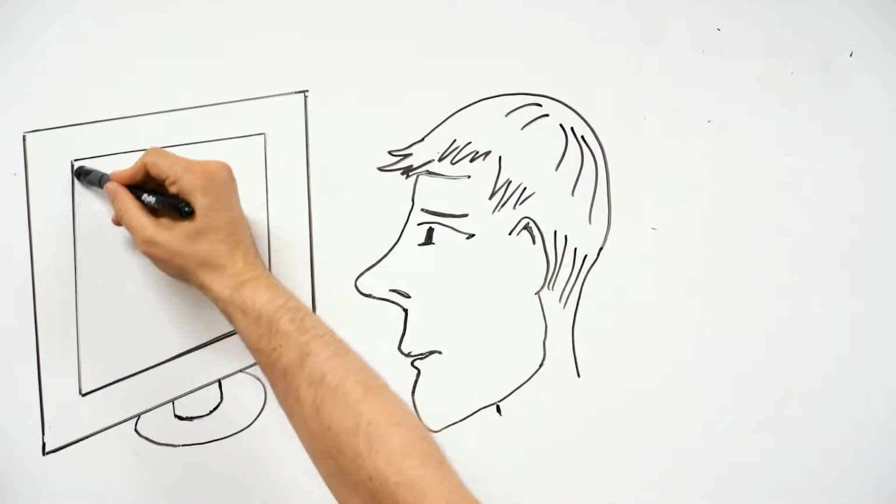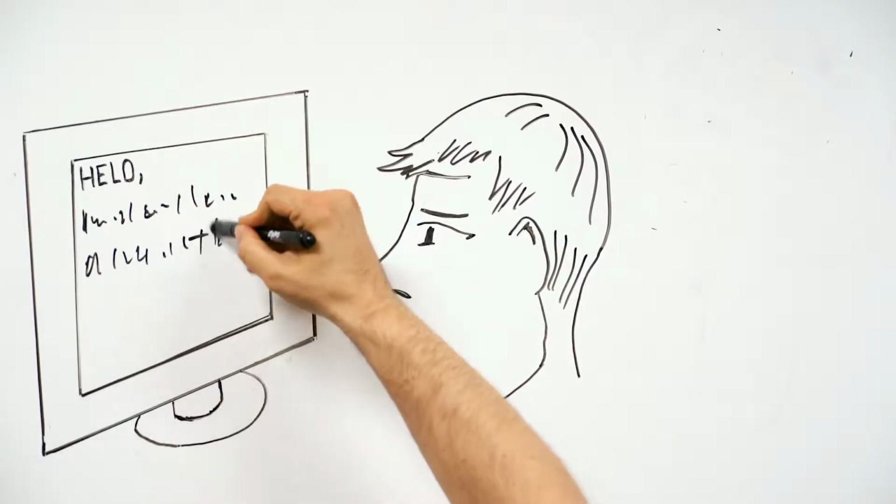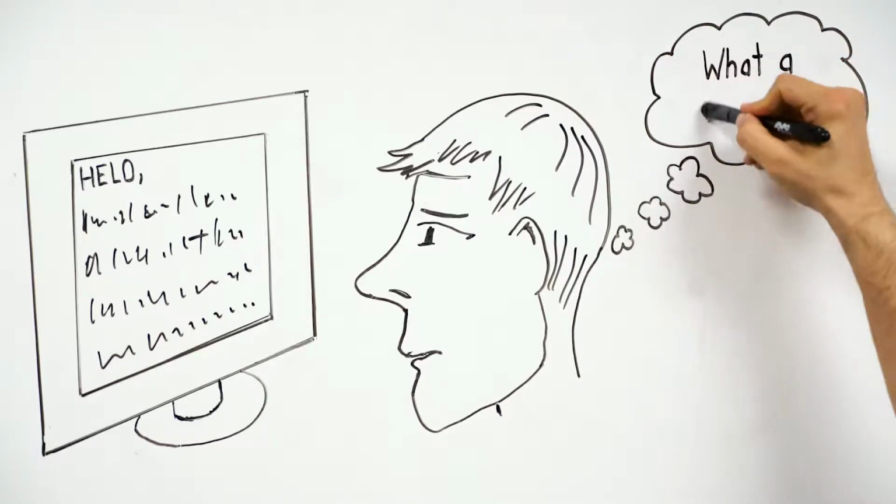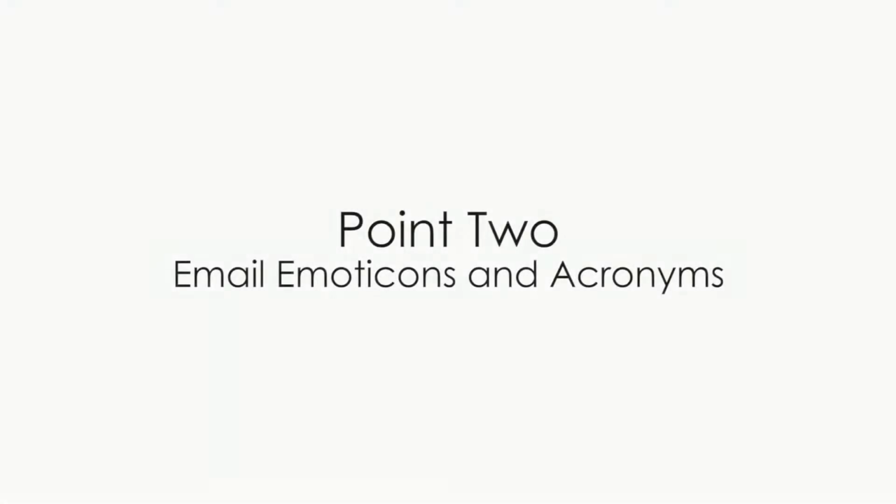People who do not know one another can be particularly harsh when it comes to judging the intelligence of another based upon spelling and punctuation, or lack thereof. Point 2. Email emoticons and acronyms.